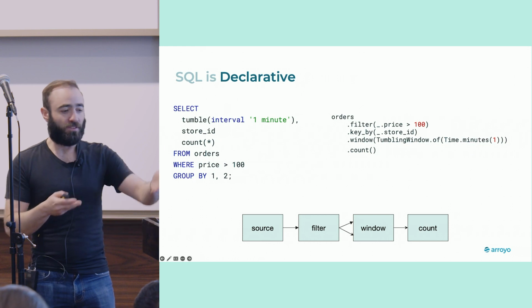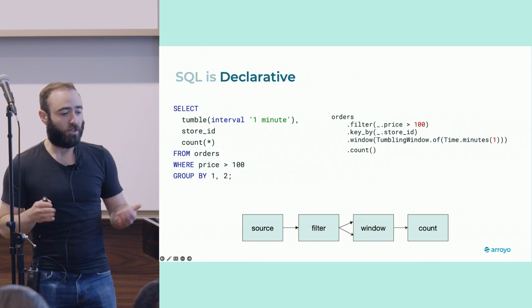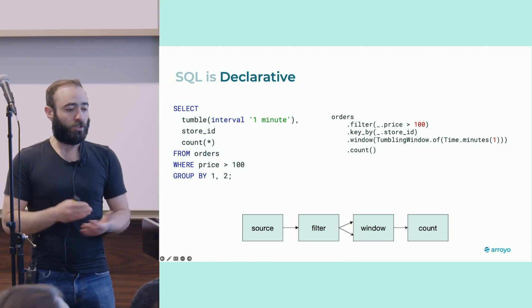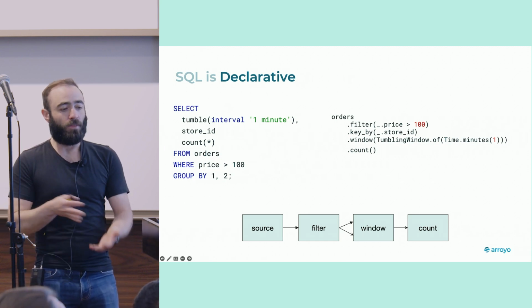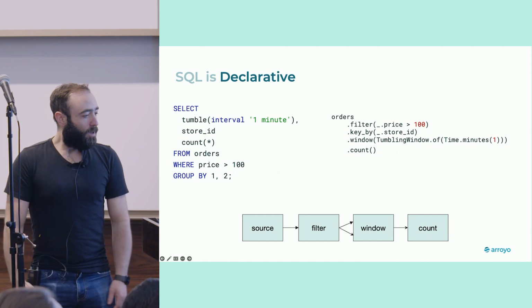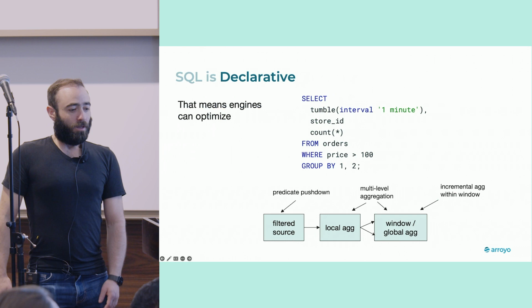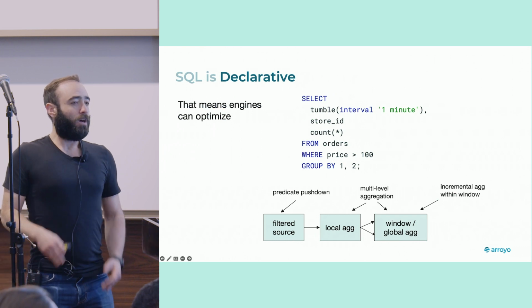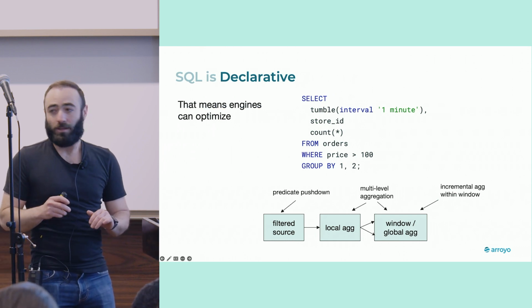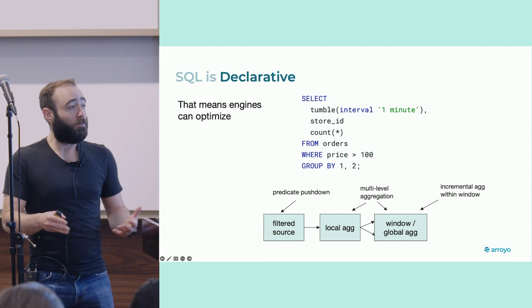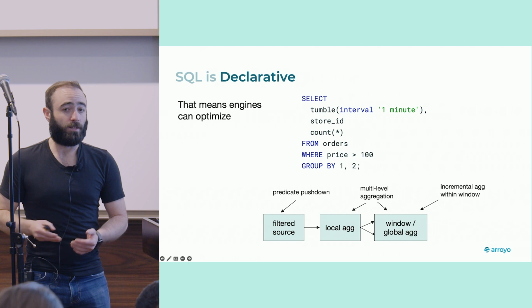We have, in this case, a source that we're reading from. We do a filter. We do a window with a shuffle to repartition the data, and then our aggregate. But it turns out this is not actually the efficient way to do this query in general. And if we have a declarative description of the problem, rather than, here's the graph I want you to execute, we can optimize this into a much more efficient form for execution.